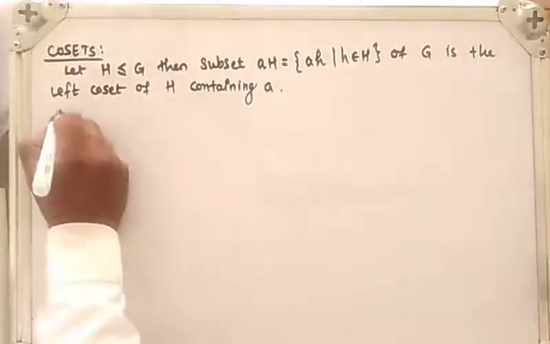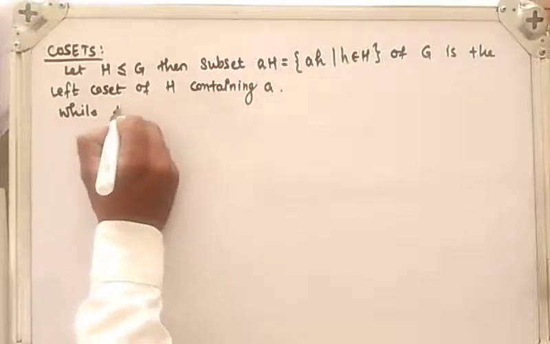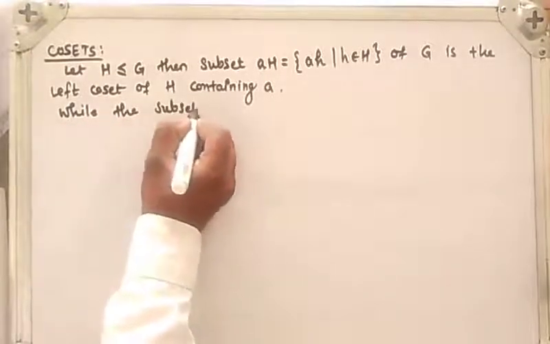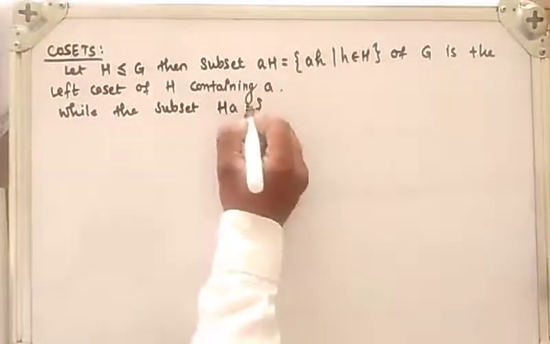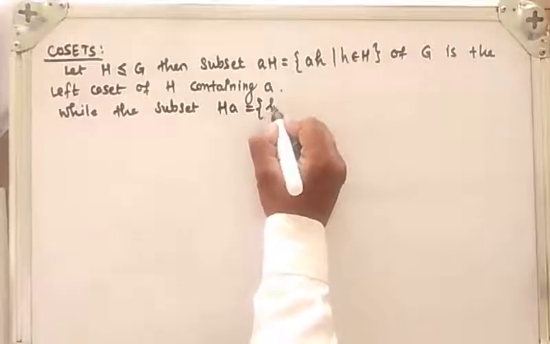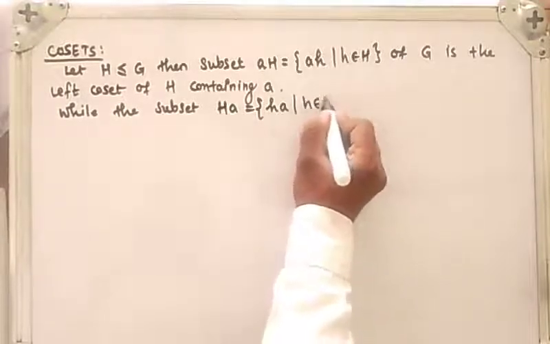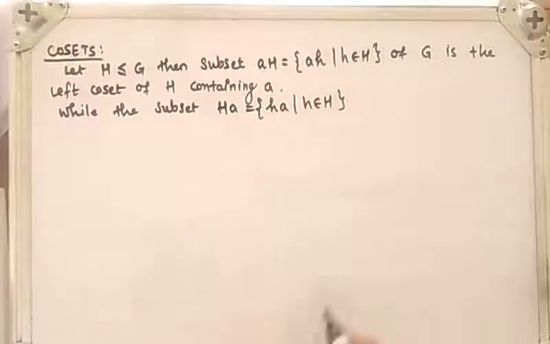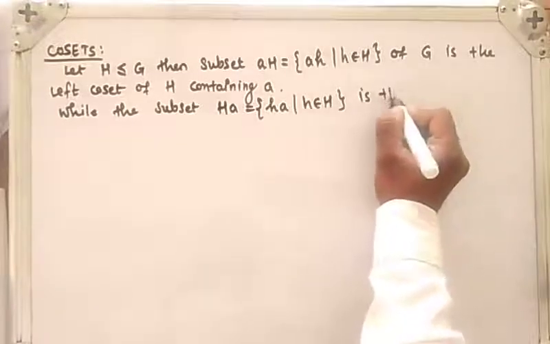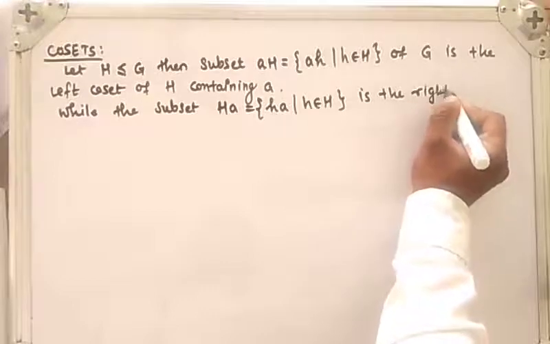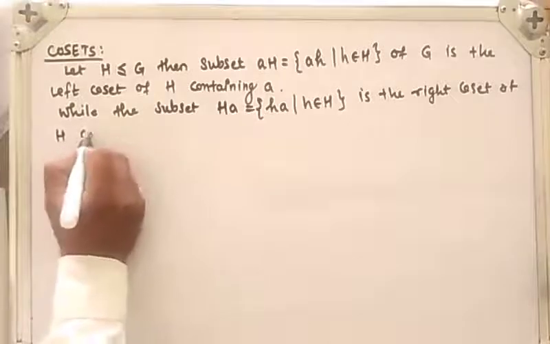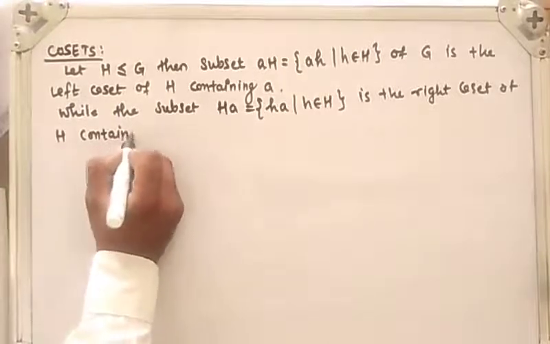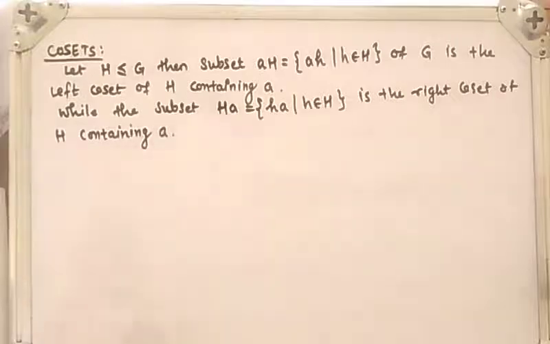So while the subset Ha, which is defined by, so this is Ha, so H is on the right hand side, so it can be written as h into a such that h belongs to the set H, is the right coset of H containing a. This is the definition of coset.